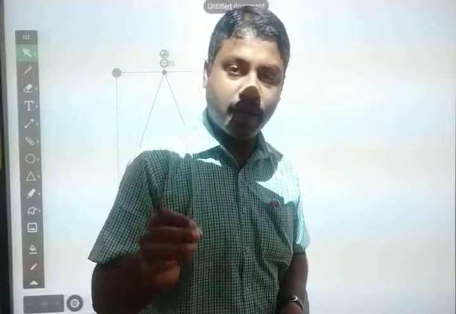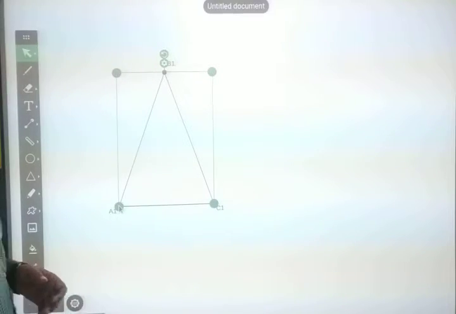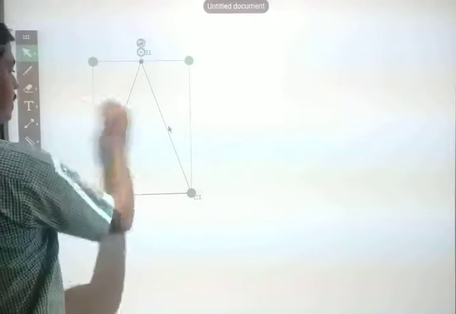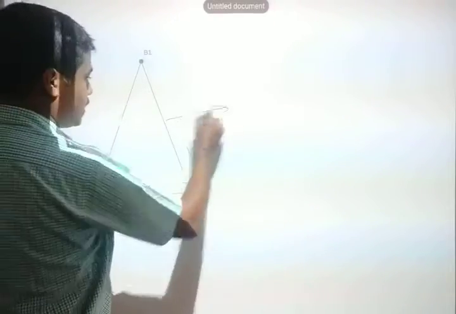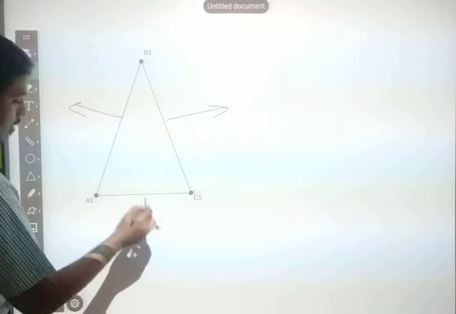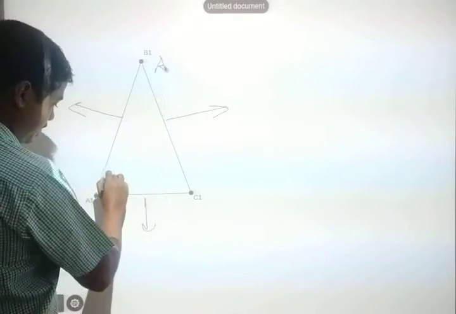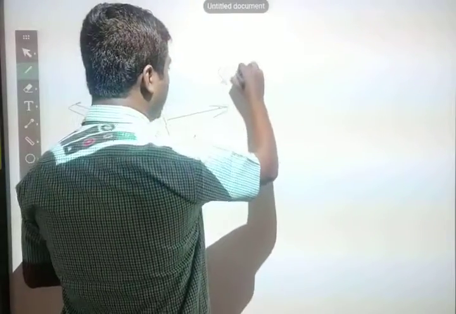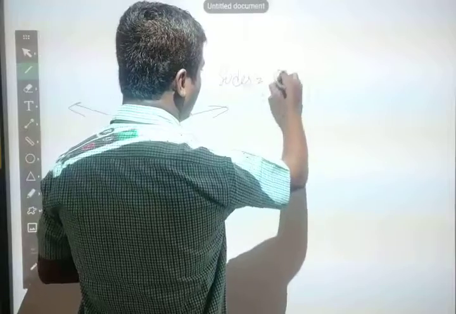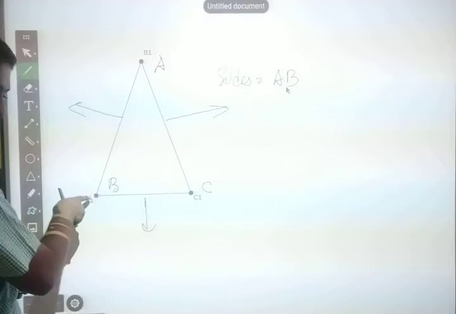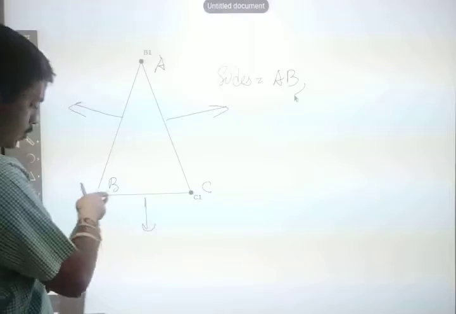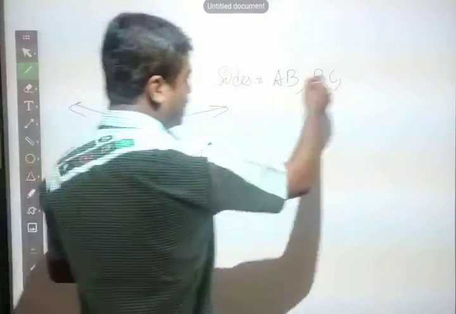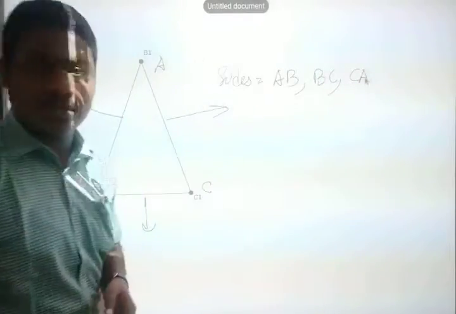So let us see what are the different sides present here. Now which are called the sides. This is one side, this is one side, this is one side. So if I mark this triangle as A, B, and C, what are the different sides present here? Sides will be AB, this is one more side, BC, and one more side we have, CA. So these are your sides.